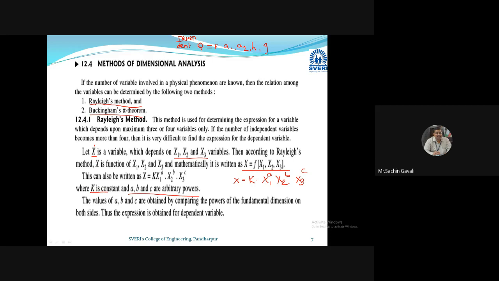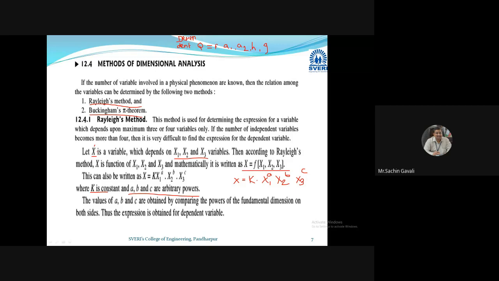So write down this Rayleigh's method. Are you writing? Somebody can chat yes. Only write down: useful when the number of independent variables is not more than 4.